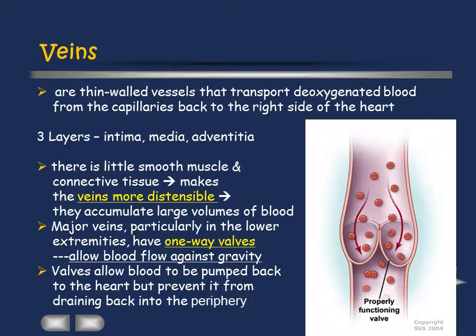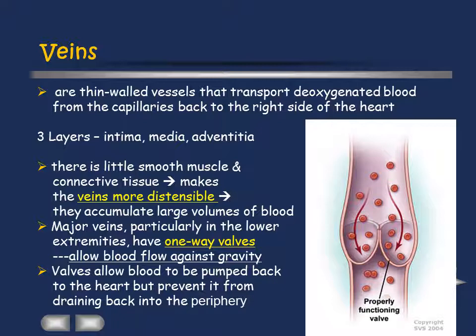volume. Now, veins are thin-walled vessels that transport deoxygenated blood from the capillaries back to the right side of the heart. In that, three layers include intima, media and adventitia. There is a little smooth muscle and connective tissue. It makes the vein more distensible, so they accumulate large volumes of blood.